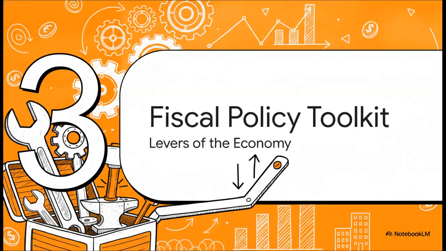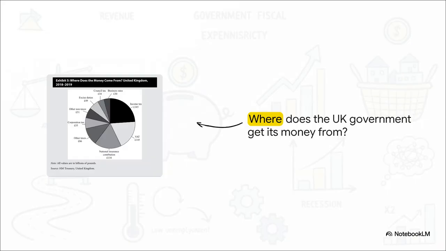Section 3. The Fiscal Policy Toolkit. Levers of the economy. Let's actually pop open that toolkit now. Looking at the revenue side, taxation, take a look at the split for the UK government. You've got direct taxes, like that massive slice for income tax, which are levied directly on individuals and corporations. Meanwhile, indirect taxes, like value-added tax or excise duties, hit goods. Think things like alcohol and fuel.